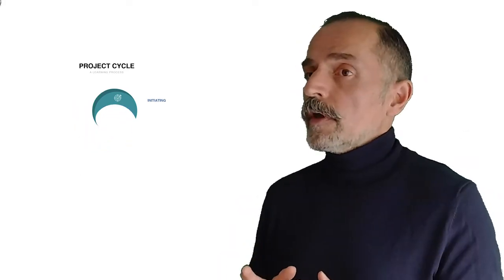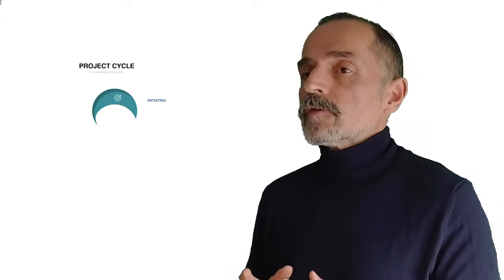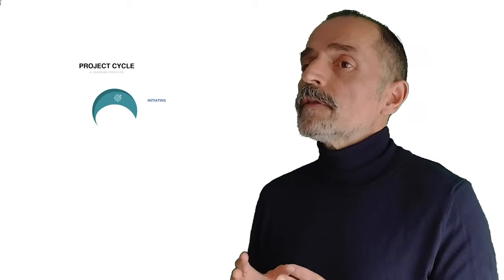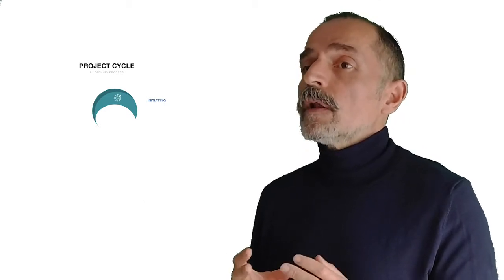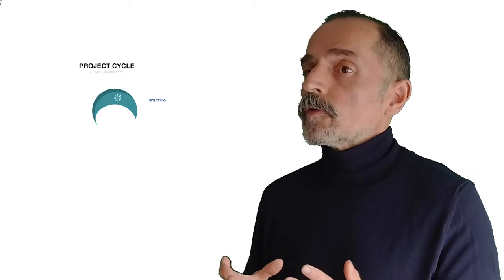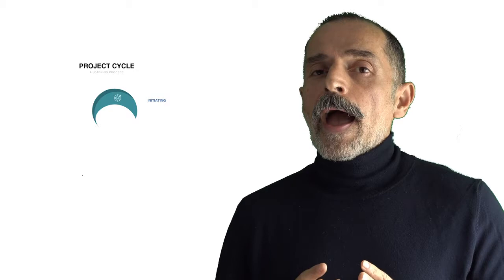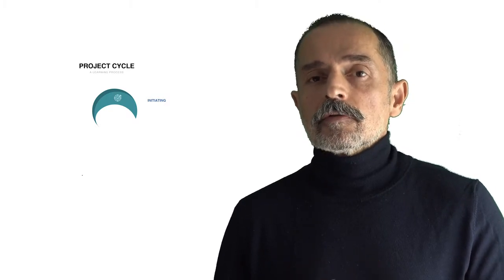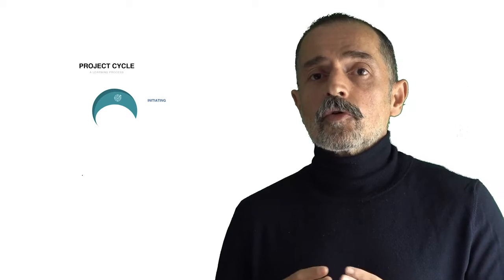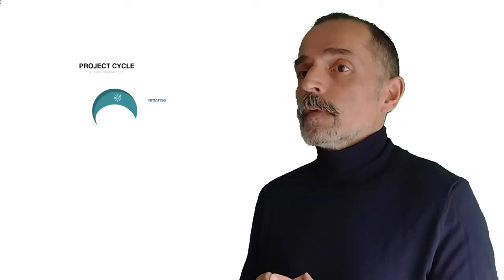During the initiating phase, you start by assessing the policy context of your intervention to identify how you can design a project that is relevant for the achievement of those policy goals. Then you identify and analyze all stakeholders, all individuals or groups of individuals that will be affected by your project.